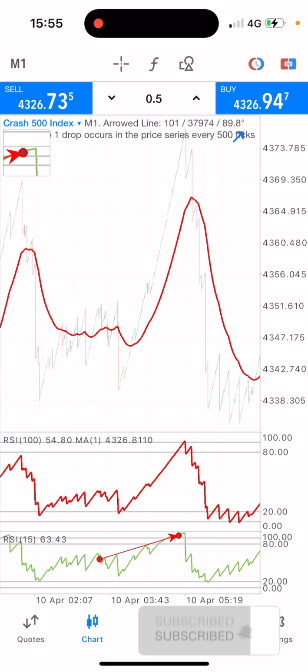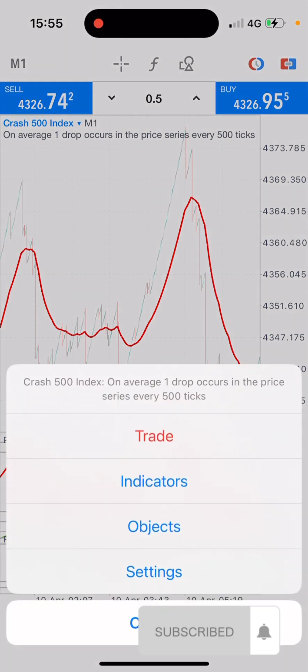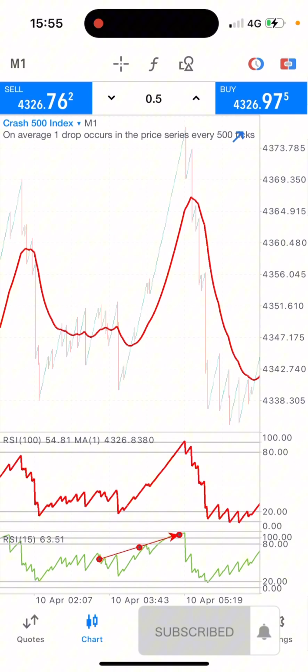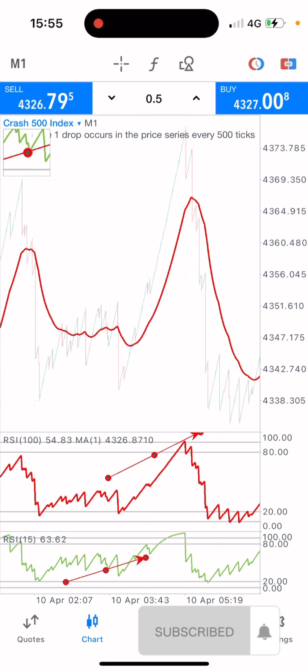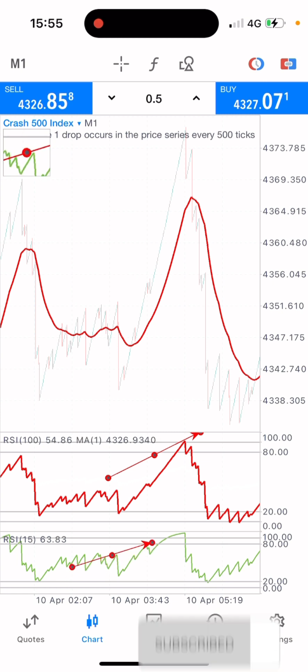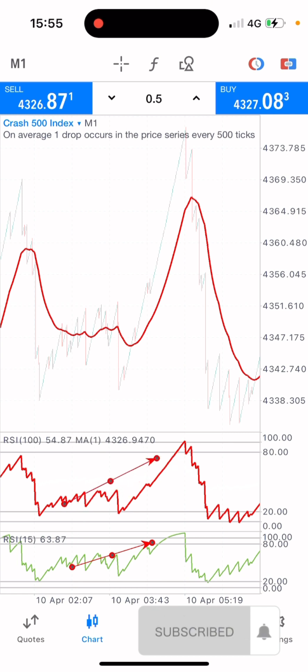Don't feel like you're being left out. Don't get frustrated. All right, so this green line, it's clear to us that it is the first to reach the 80 zone, while this one was still good. Remember, this is period 1. Period 1 does not reach level 80 or level 20 so fast. It takes its time. It is the slowest between the two.